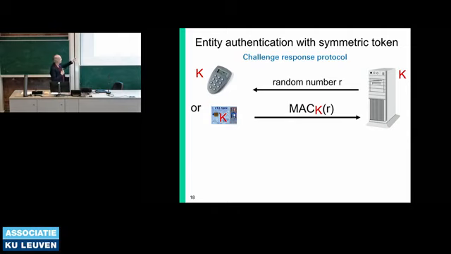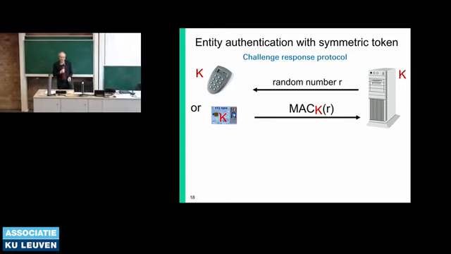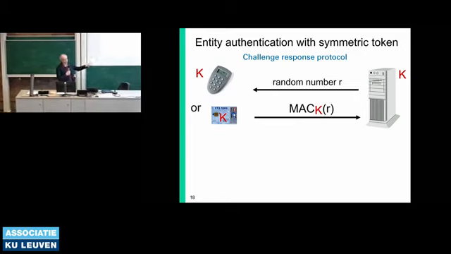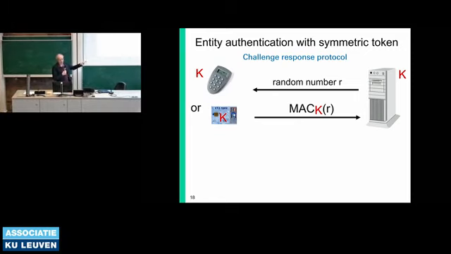So in every card that follows this ISO standard 7816, there is a command internal authenticate. And what you do there is you send a random number to the card, and the card will compute a MAC. In fact, it will encrypt this random number, which is a MAC, and then you can check this.